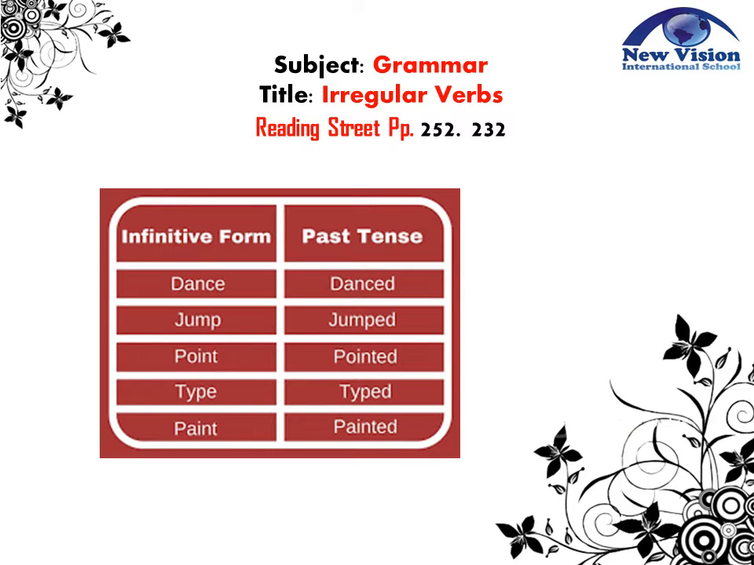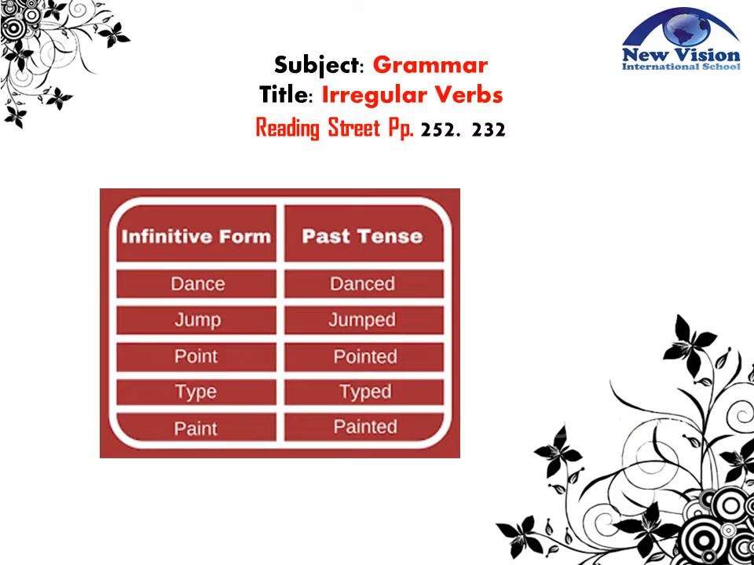Now look at this word. The first word, dance. It's a verb. Look at the first verb, dance. Second verb, jump, point, type, and paint. These verbs are common and we are using them in our what? Which tense? In our present tense. That's why what do we call them? Infinitive form. It means the verb without any additions.